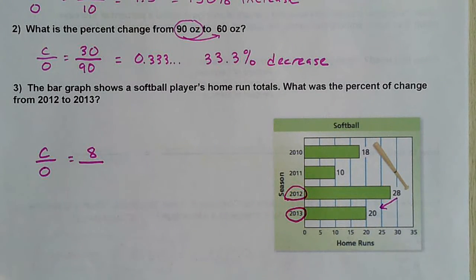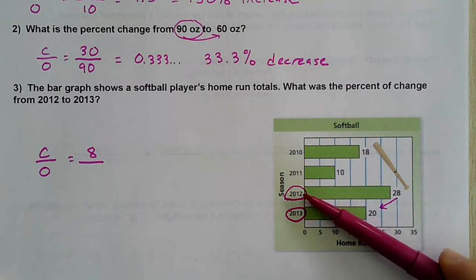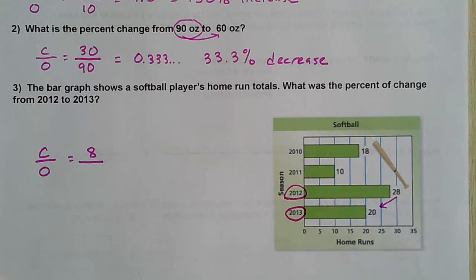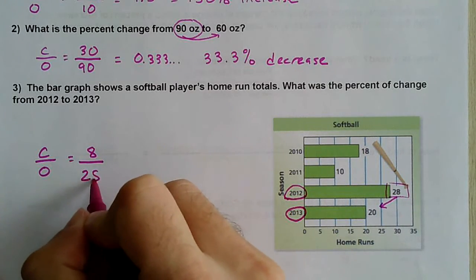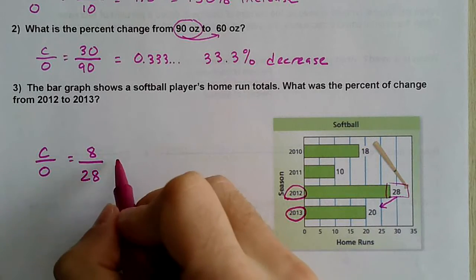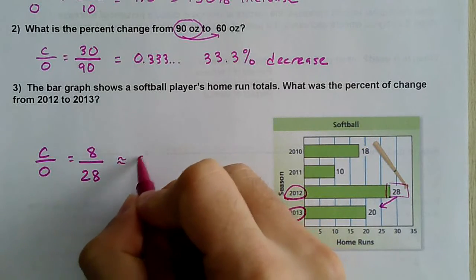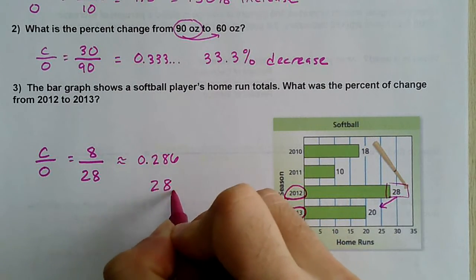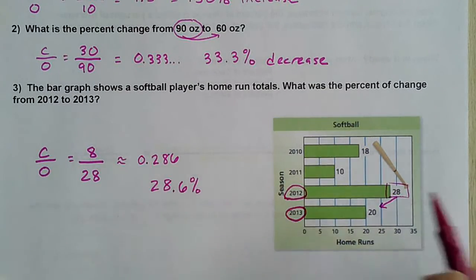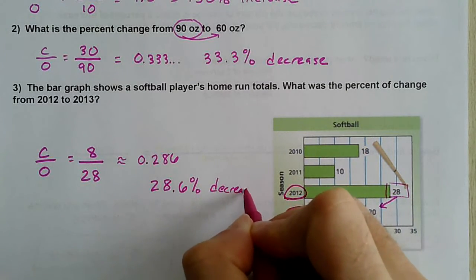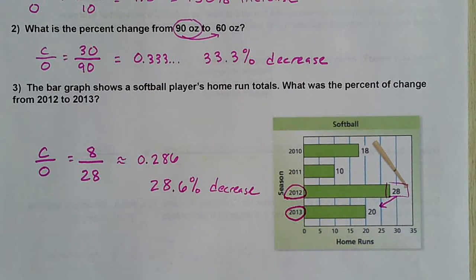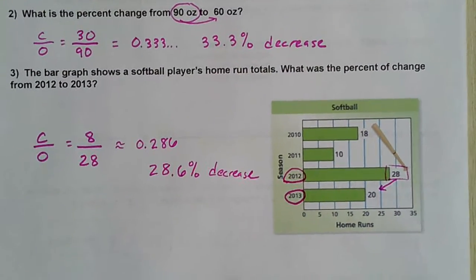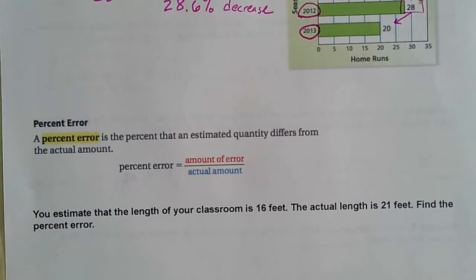So which number in this problem is the original? Well, we went from the 2012 season to the 2013. So 28 is our original going to 20. So we're going to put 28 in the original spot. This gives us a decimal of approximately 0.286. So we would say it's 28.6%. 28 to 20 is going to be a decrease.